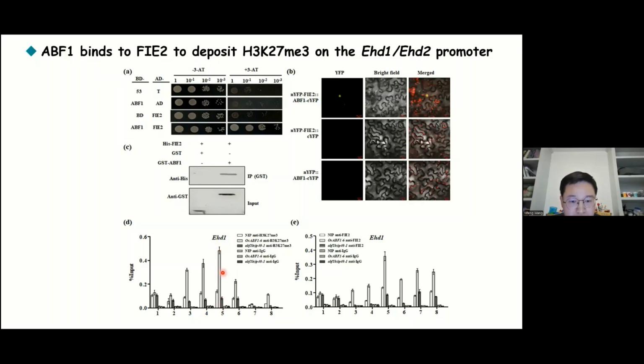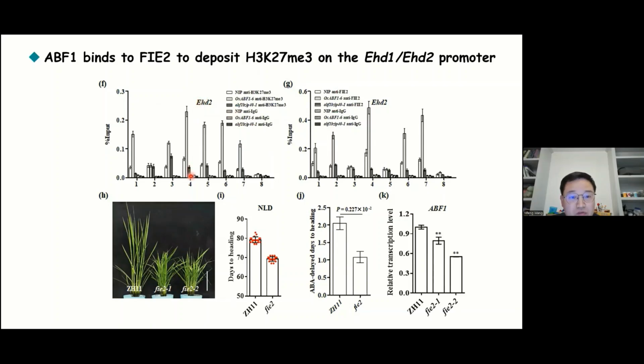We can see in the region 5 of the HD1 promoter we can find a high enrichment of H3K27 methylation level and FIE2 level in this region. It suggests that ABF1 can recruit FIE2 to deposit H3K27 methylation on the HD1 promoter to suppress gene expression. And in the region 4 of the HD2 promoter, it showed a similar tendency.